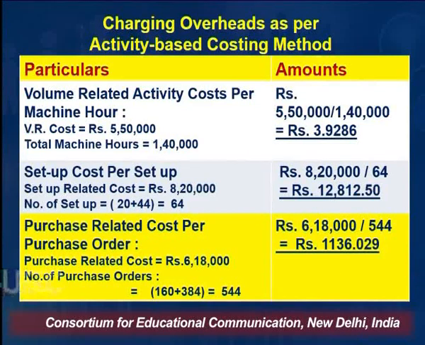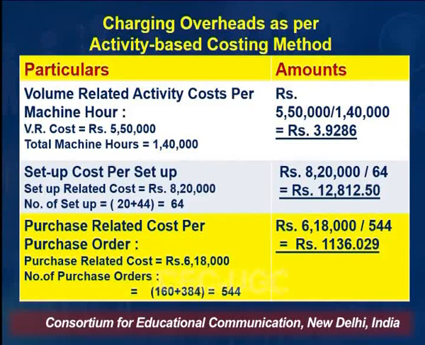So very simple, if I have to calculate the volume related activity cost per machine hour, we have to first find my volume related cost, which is 5,50,000. What is my total machine hour? 1,40,000. Divide the total cost by machine hour, value comes to be rupees 3.9286. The same process for setup cost.